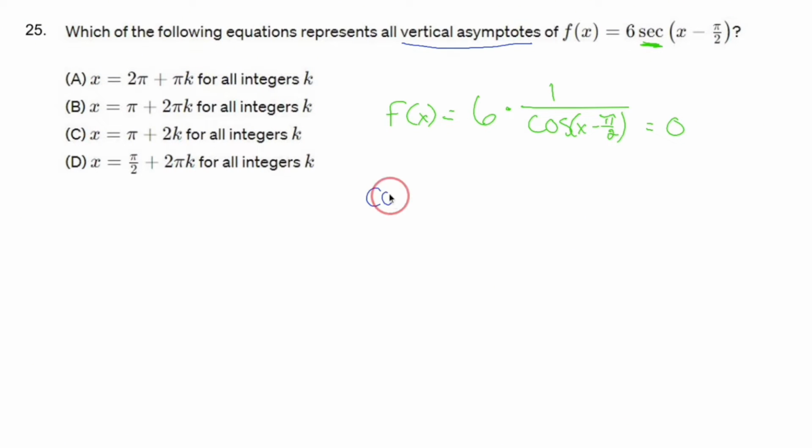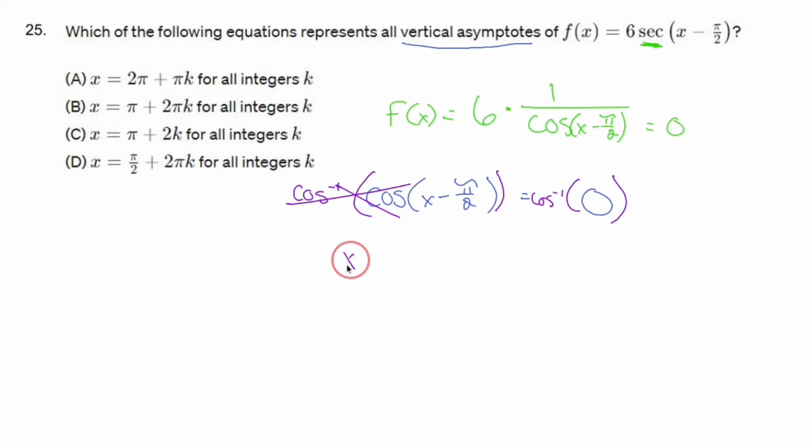So if I have cosine of (x - π/2) equals 0, and I want to get x all by itself, since I have cosine of stuff, right away I can inverse cosine both sides. That leaves me with x - π/2 equals whatever the inverse cosine of 0 is. Cosine is the x value, so what angles give me an x value of 0? Two of them, π/2 and 3π/2.